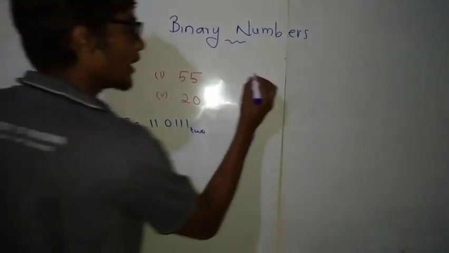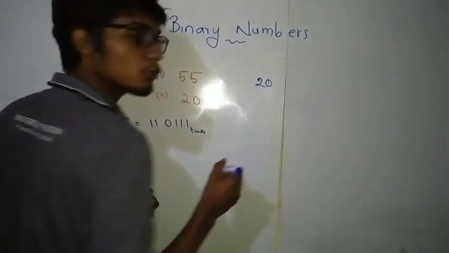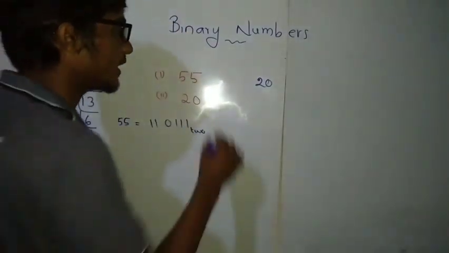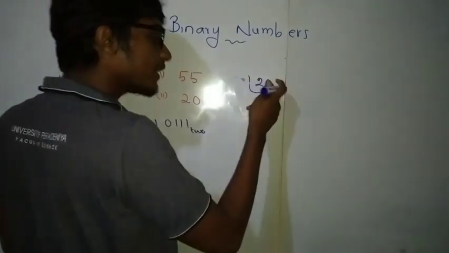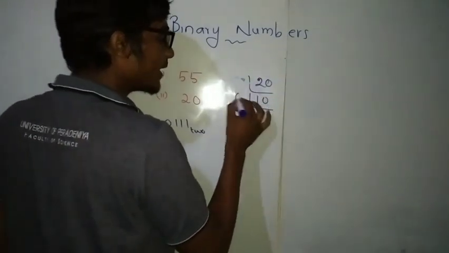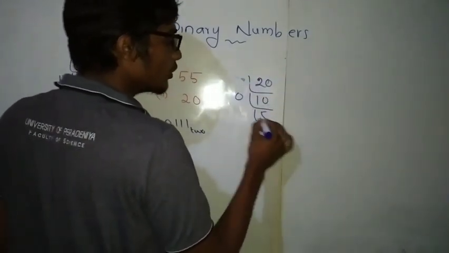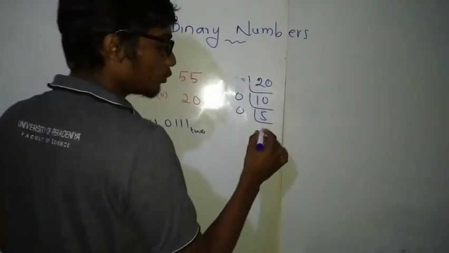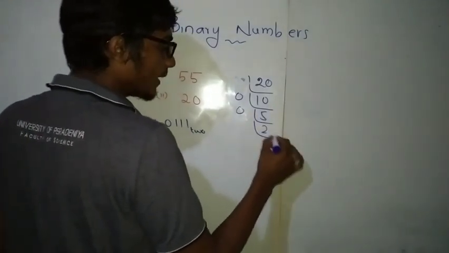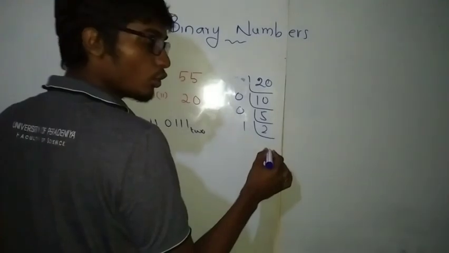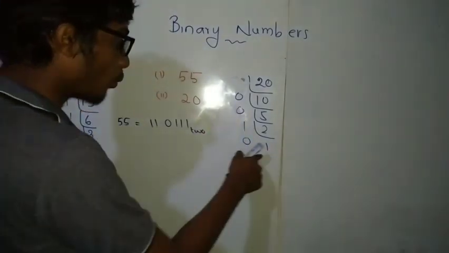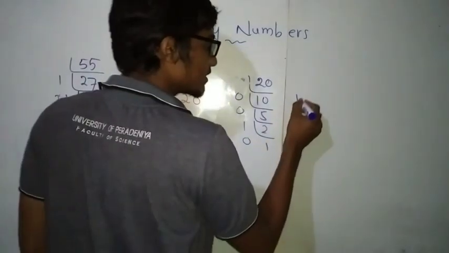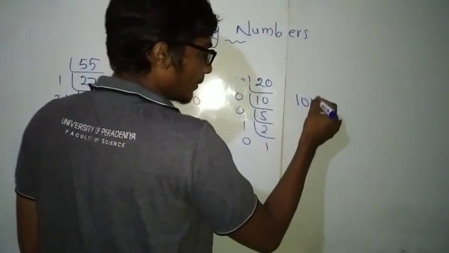If you consider 20, how are we supposed to find the binary value of 20? Divide it by 2 and you are going to get 10 here. The remainder is 0. 10 divided by 2 is going to be 5, and the remainder is 0. 5 divided by 2 is going to be 2, and the remainder is 1. 2 divided by 2 is equal to 1, and the remainder is 0. That remainder also should be put here. Now 10100 is the answer for this problem.